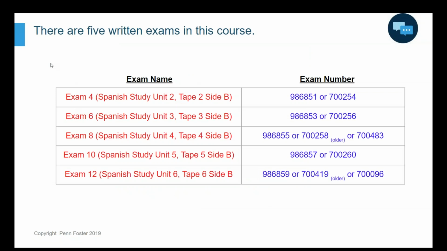First thing to know is there are 5 written exams in the course. Exams 4, 6, 8, 10, and 12. And you see that each of them corresponds with a specific study unit, so you may see them referred to as that way throughout your course as well. And on the right-hand side, you have the exam numbers. Definitely not anything you need to memorize or even include on your exam submission. Really just that there are 5 written assignments, and as long as you set them up the correct way and submit the correct files, we'll be in good shape.